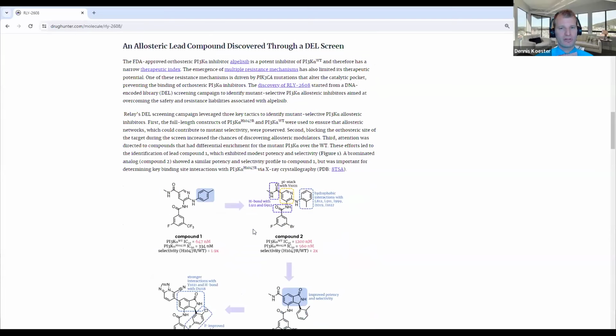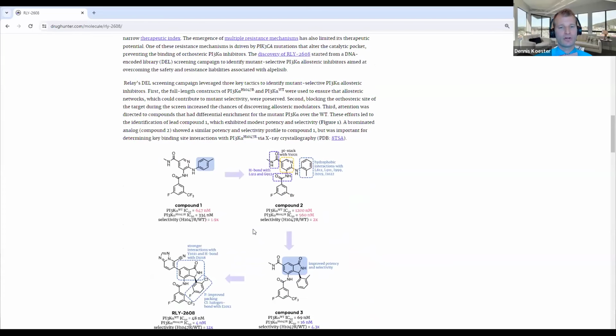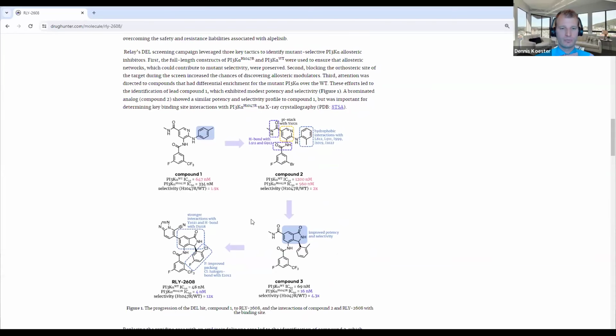And then, as I mentioned, one of the highlights here is we will always share how the compound was discovered. This compound was discovered through a DNA encoded library screen, and three things were made sure of. They screened the full length construct to make sure that the allosteric network is still in place. They blocked the orthosteric site to make sure that they discover an allosteric inhibitor that could be more selective. And then they prioritized compounds that selectively hit the mutant over the wild type to begin with.